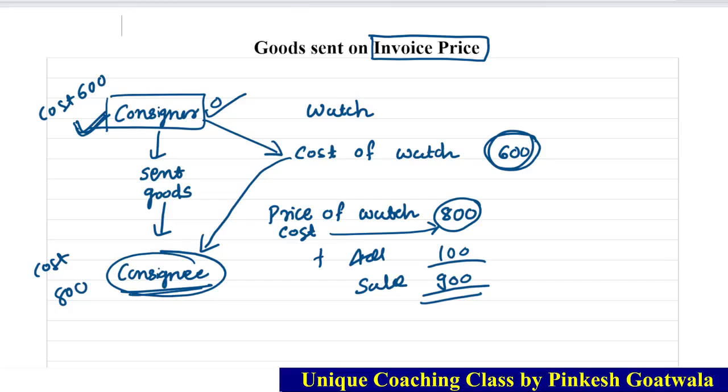જ્યારે consignee ને goods send કરશે તો એમાં જે bill બનાવ્યું હશે, billમાં એટલે કે જે પણ રસીદ send કરશે એમાં કેટલી price show કરશે? 800. So here the consignee thinks that the cost price of the watch is 800, but actually the price is 600, which only the consignor knows. Consignor ને જ ખબર છે કે price 600 છે.